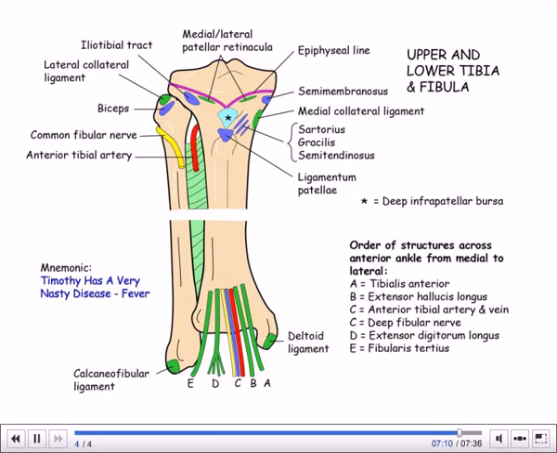In the midline is the attachment of the ligamentum patellae, and then just above that a rather smooth area of bone, which is where the deep infrapatellar bursa overlies it. And then finally we have the medial collateral ligament on the upper medial aspect of the tibia. And with that description of the upper tibia and fibula, we end this session.